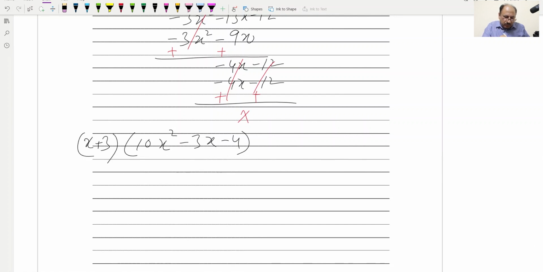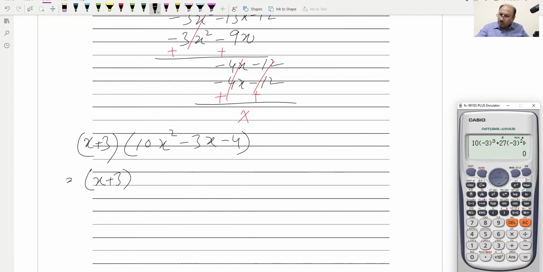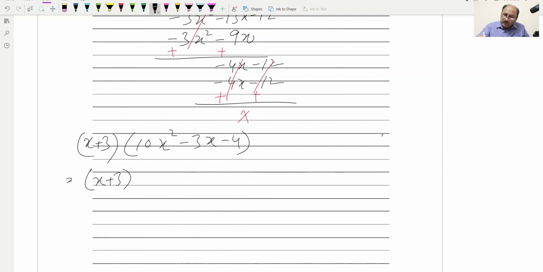To factorize this, the portion x plus 3 we will write as it is, and we'll take help from the calculator for the other factorization. Mode 5 3, the coefficient of x squared is 10, the coefficient of x is minus 3, and the constant is minus 4. Replacing, we get 4 and minus 1.